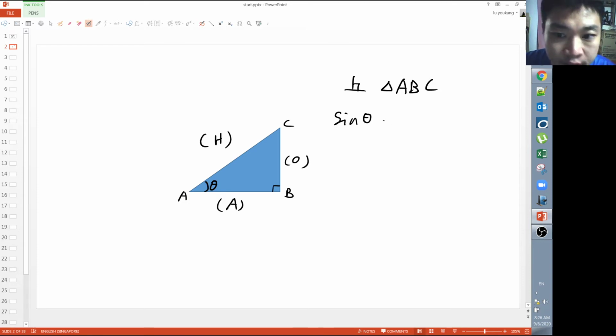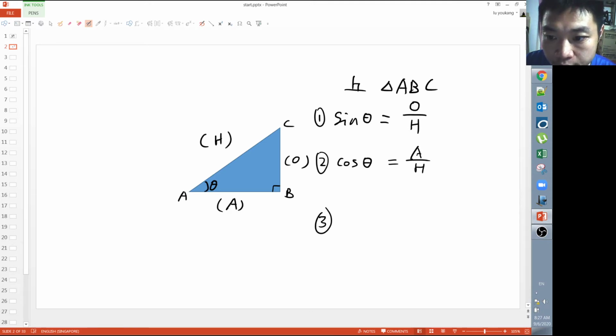So sine theta is equal to your O over H. Okay, let me write down the rules first. So rule number 1, rule number 2, and rule number 3. So let me write down the 3 rules first before I explain them. So you have cosine theta equal to your A over H. And last but not least, you have your tangent theta, and tangent theta is equal to your O over A. Alright, so over here you have 3 rules.